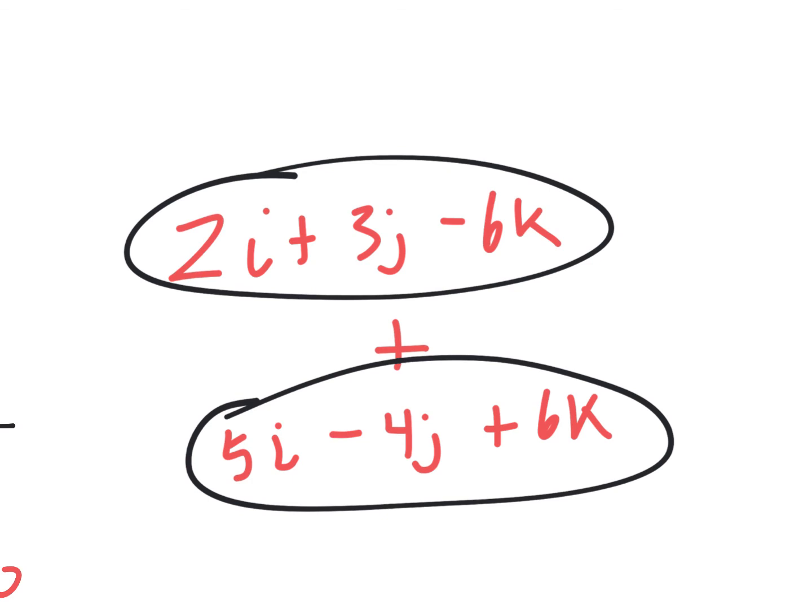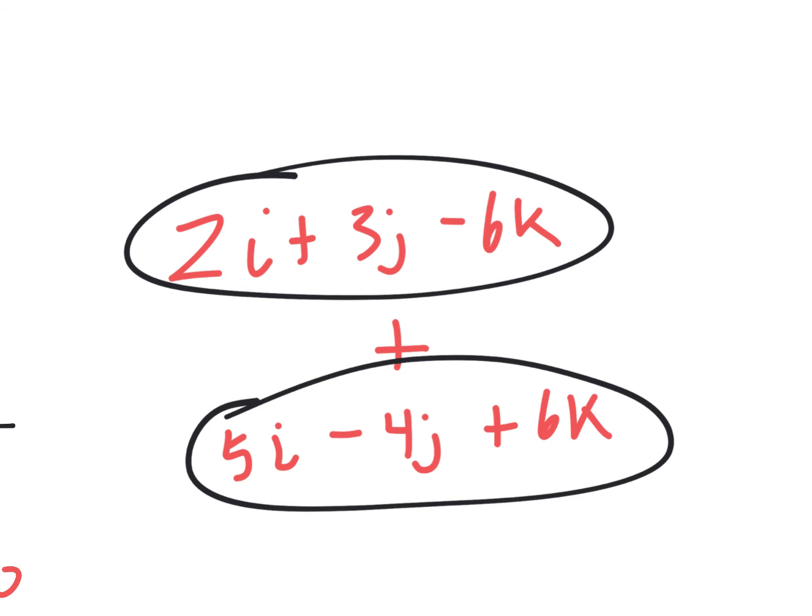And they'll put them tip to tail, so it'll start right at that spot, and then go 5 in the i direction, which is like x, and then negative 4 in the j direction, that's the y, so it goes down 4 feet. And then 6 in the k direction, which is back towards you. Well, it's right here. And then the final answer is that it's a vector that goes from the start of this whole thing, which would be at 0, 0, to where it ended up, which is right here. So my final vector is this.